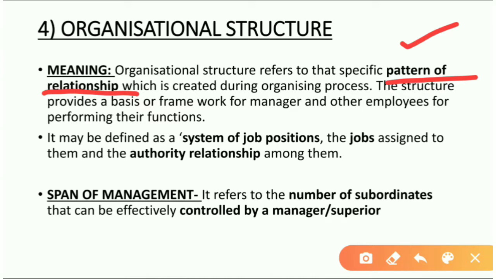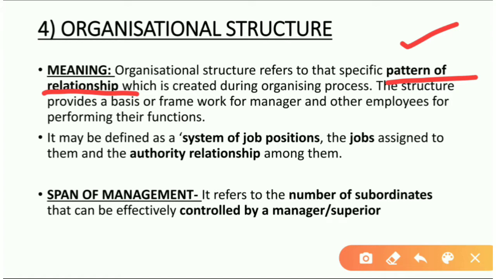See students, pattern of relationship means relationship is created among whom? Among superiors, that those are our seniors, and among the subordinates. Okay, between superiors and the subordinates. So organization structure tells us who is our superior, and under the superiors who are the subordinates working, right? In different organizations there are different types of organizational structure. It means there are different types of patterns of relationship which they form.